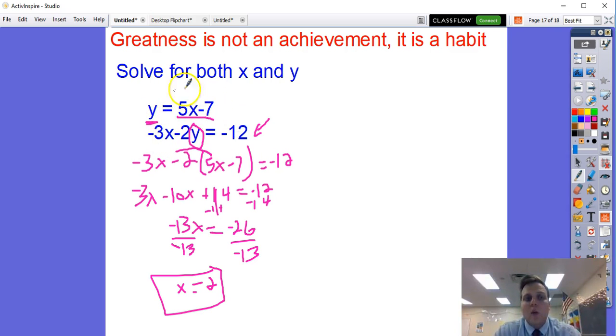But look at this first equation. y equals. They've already got y by itself. So I suggest using the first equation, plugging 2 into that one for x. So then you get y is equal to 3.